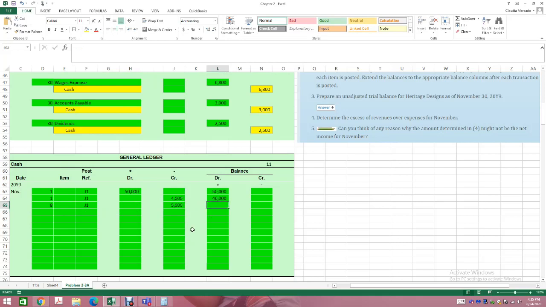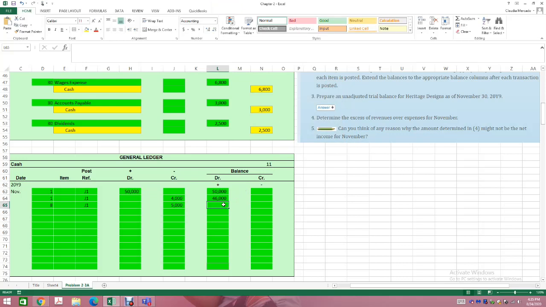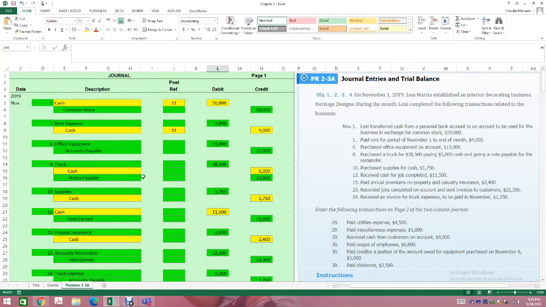So what's going to happen? I need to subtract. My balance was $46,000, and because it's a credit, I'm going to subtract 5,000. So my balance is $41,000. It's still positive, so that means I still have a debit balance of $41,000. Now I need to go back and enter my account number 11 to that journal entry right here. And don't forget to do that, because if not, points will be deducted.